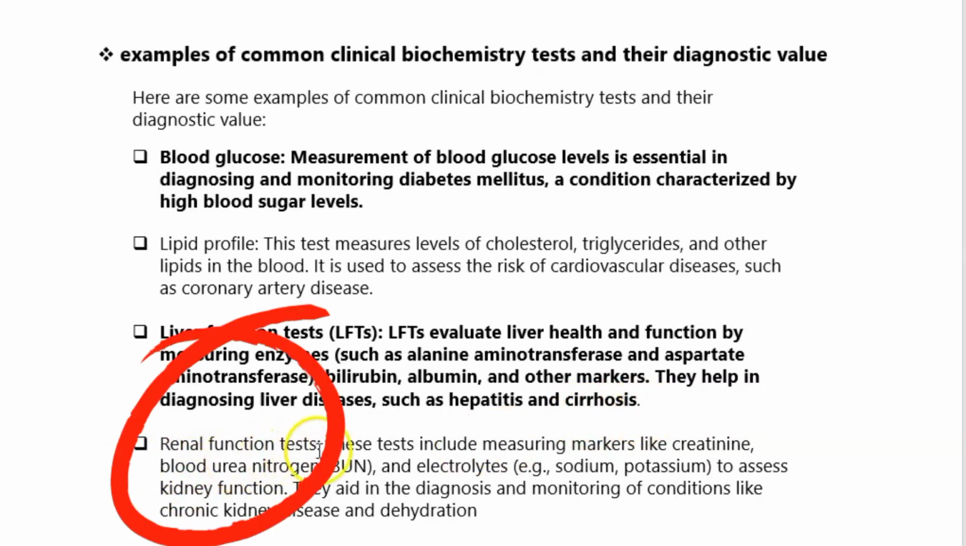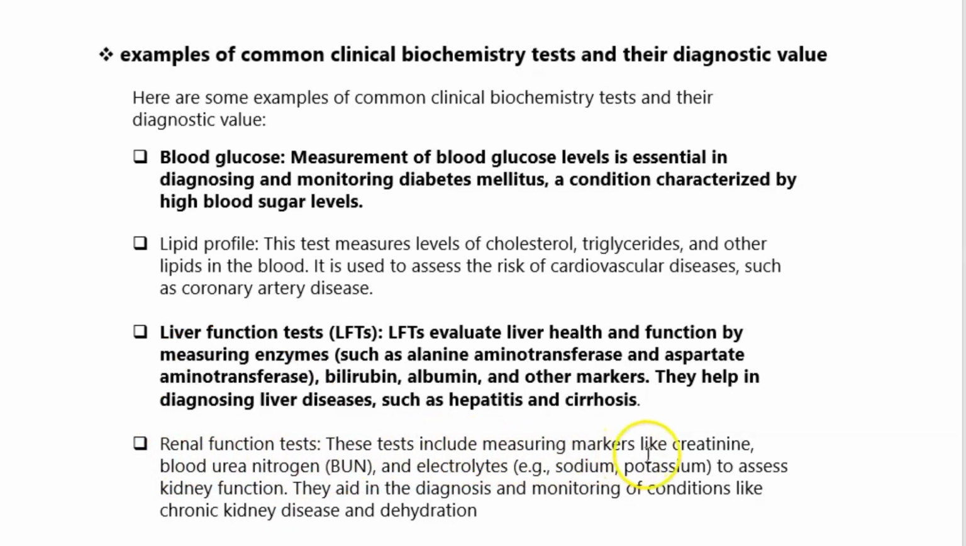Renal function test. Anytime you hear of renal, we are referring to the kidneys. These tests include measuring biomarkers like creatinine, blood urea nitrogen, and electrolytes like sodium and potassium. It helps us to assess the kidney functions. So if we can know these biomarkers, it will help us to assess kidney-related disease.